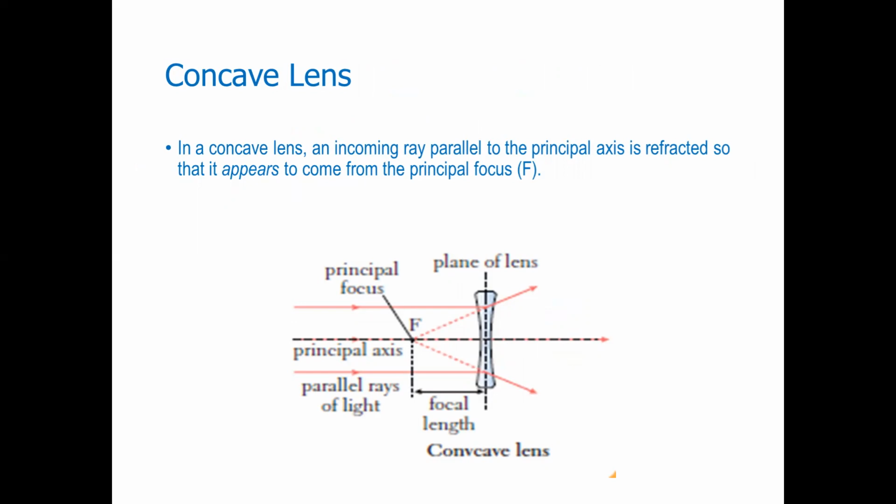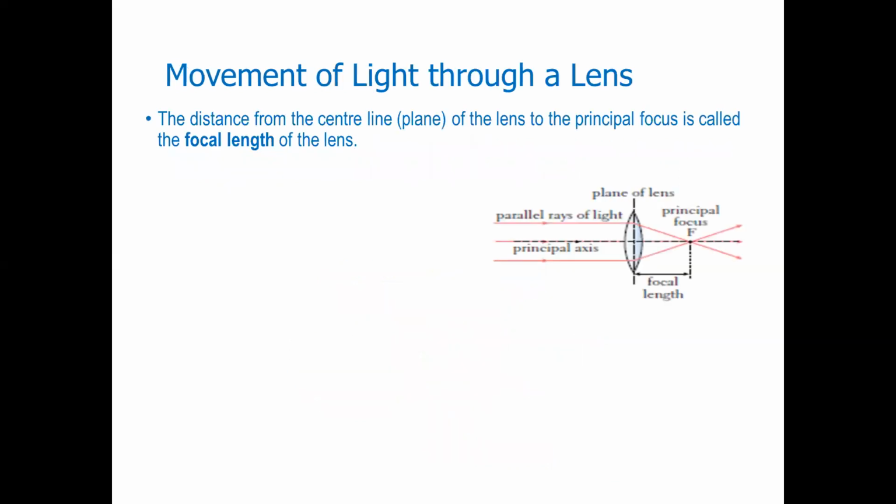it appears to come from the principal focus. So the figure shows the same thing here. Two parallel rays are incident on the concave lens, then they are refracted such that their origin is at the focal point F. Now movement of light through a lens. We already discussed that parallel incident rays just meet at the focal point.